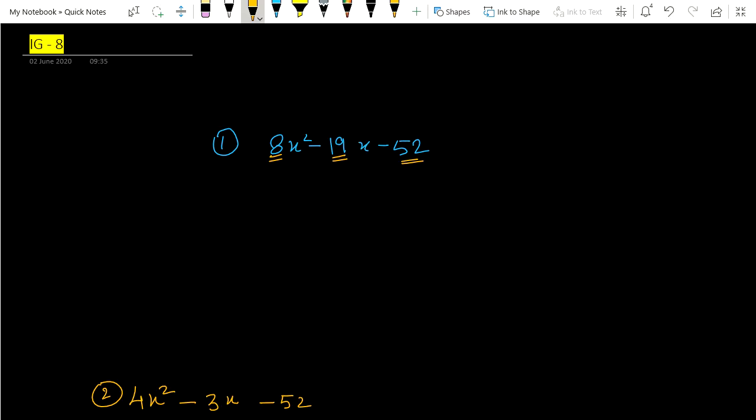As per the method, we have to multiply the coefficient of x square and the constant term with their signs. The constant term is minus 52 and the coefficient of x square is 8. So we have to multiply them. Why are we going to make these kinds of pairs? Because we are interested in creating minus 19, because the name of the method is splitting the middle term. So we have to split the middle term in such a way that the sum or difference of the numbers like 8 and 52 should be minus 19.